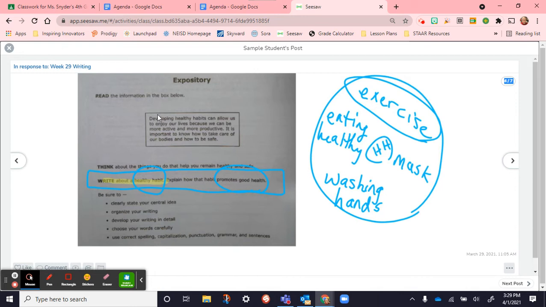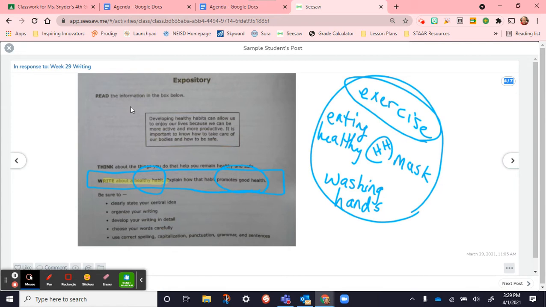So it says, read the information in the box below. Developing healthy habits can allow us to enjoy our lives because we can be more active and more productive. It is important to know how to take care of our bodies and how to be safe. So you're thinking about what you do to remain healthy and safe. And it says, write about a healthy habit. Explain how that healthy habit promotes good health.